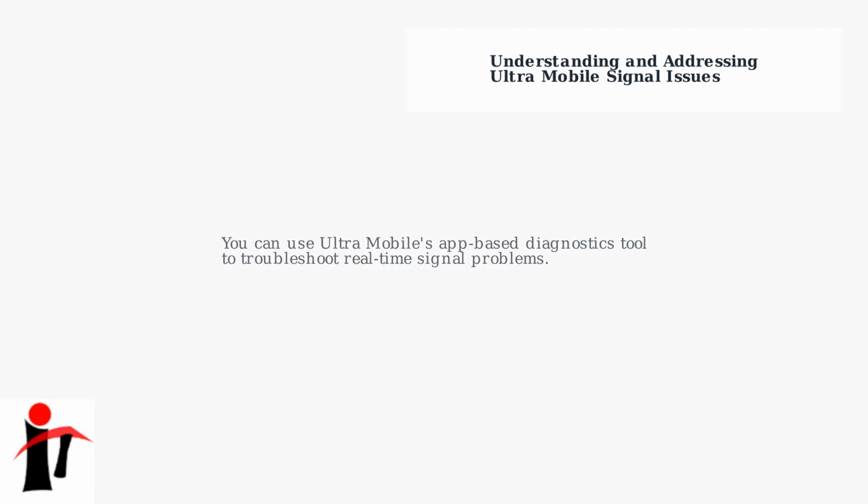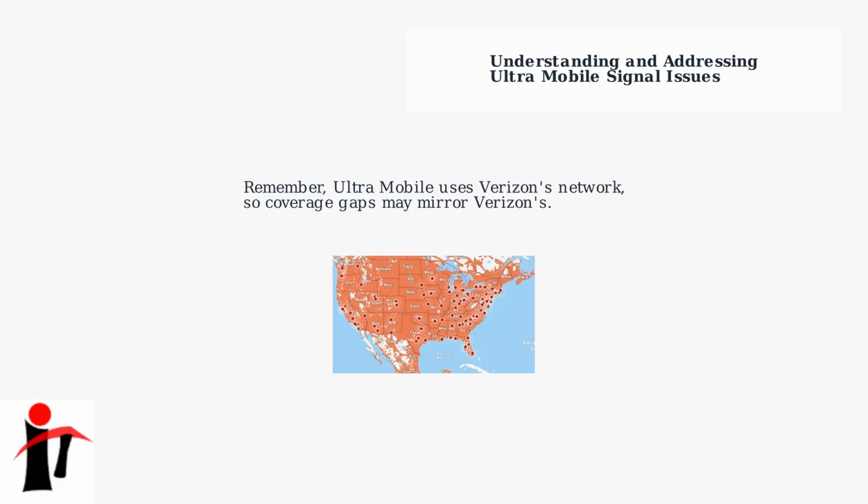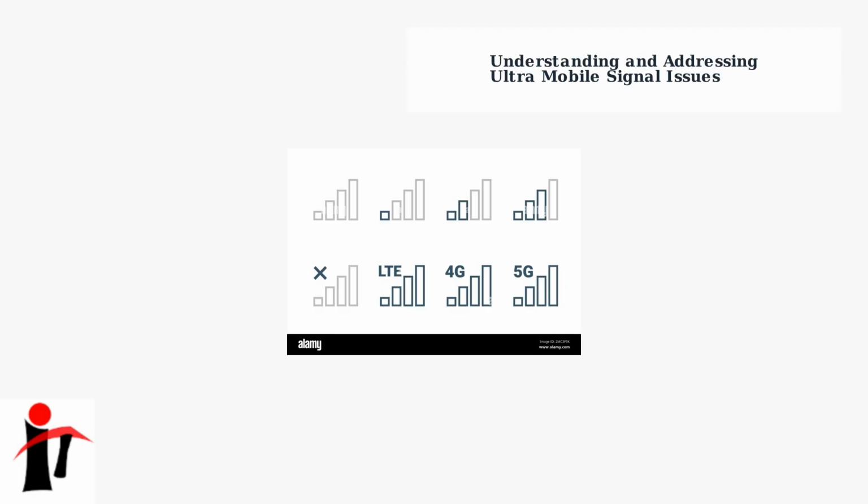Key fixes include checking signal strength, performing an airplane mode reset, toggling it on and off, and ensuring your device supports the necessary bands. You can use Ultramobile's app-based diagnostics tool to troubleshoot real-time signal problems. Remember, Ultramobile uses Verizon's network, so coverage gaps may mirror Verizon's. These issues can affect signal strength across different network types.